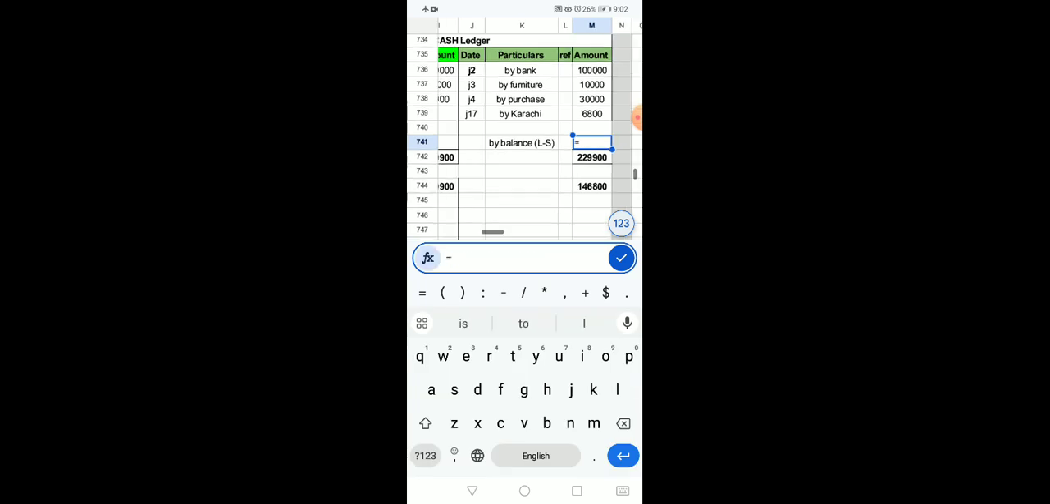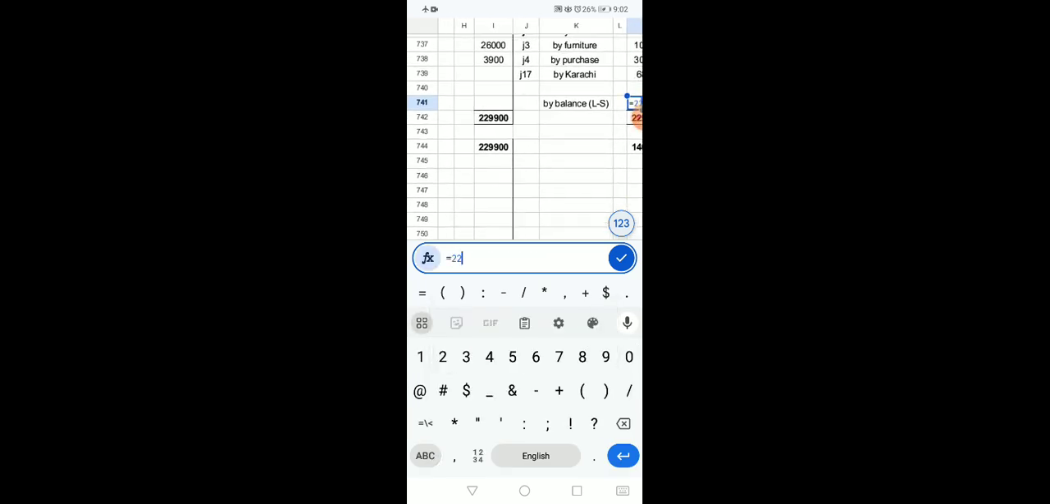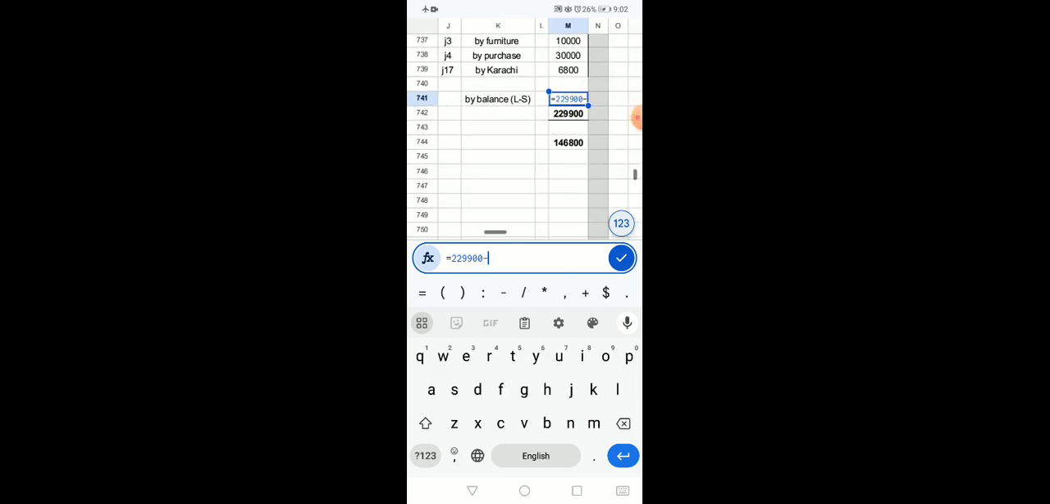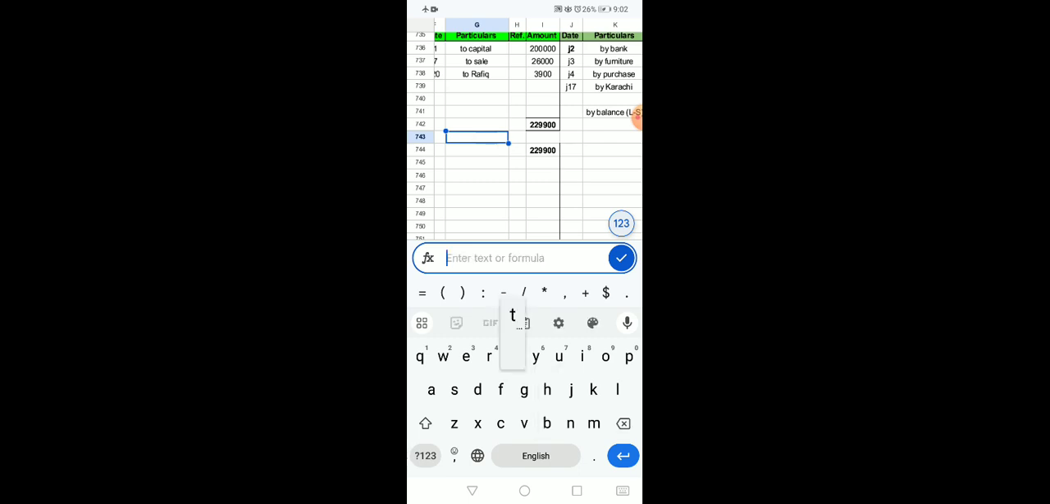Now let me know what was the larger total. It was 229,900, and you will subtract the smaller total, which was 146,800. This way you have calculated the initial balance, which is 83,100. Now the next step is to take this balance to the opposite side. This is your opposite side and you are bringing it down. That is why the next balance would be called balance brought down. You will mention brought down.